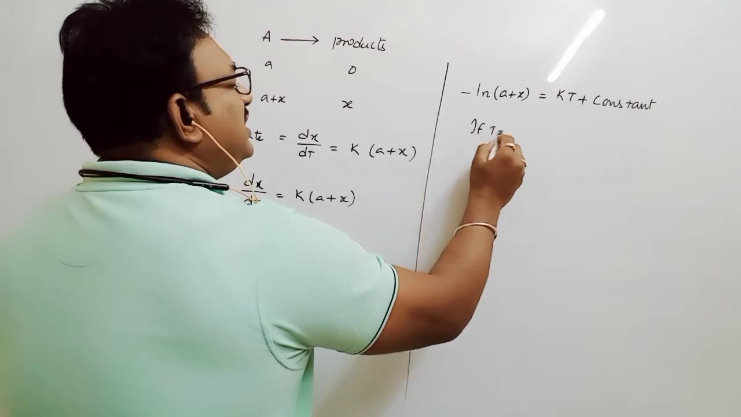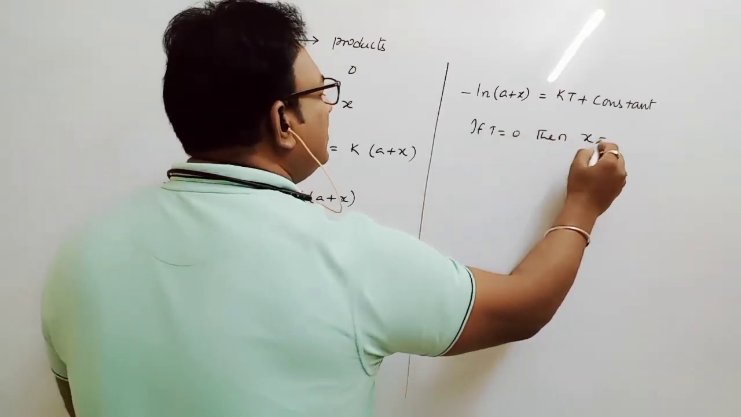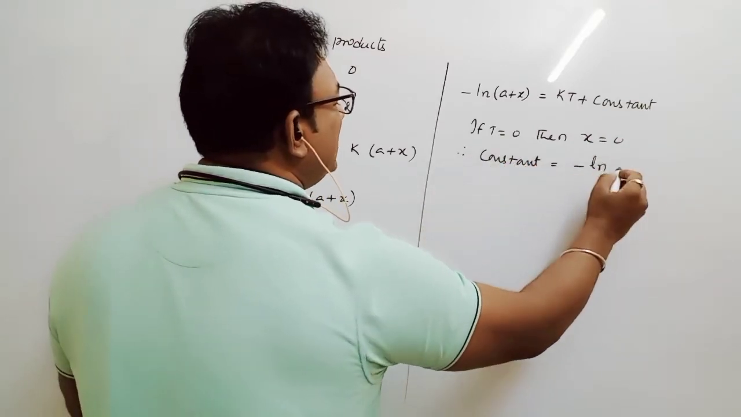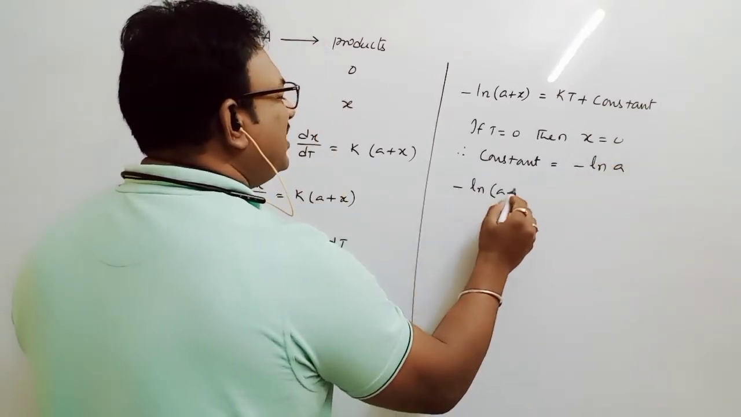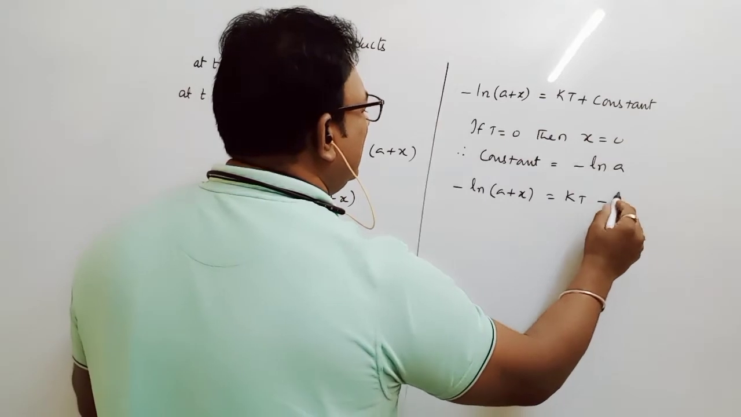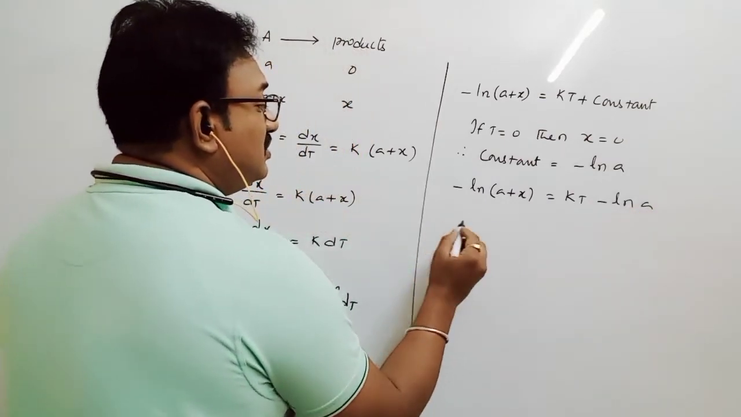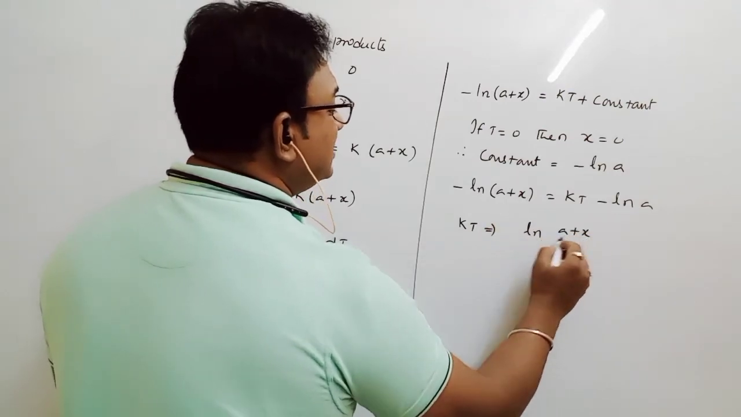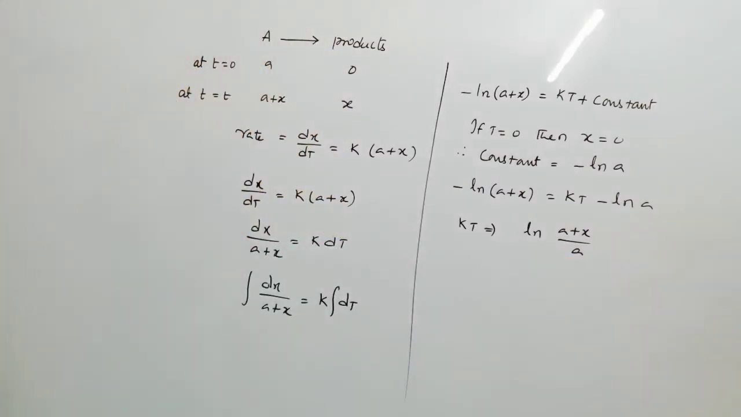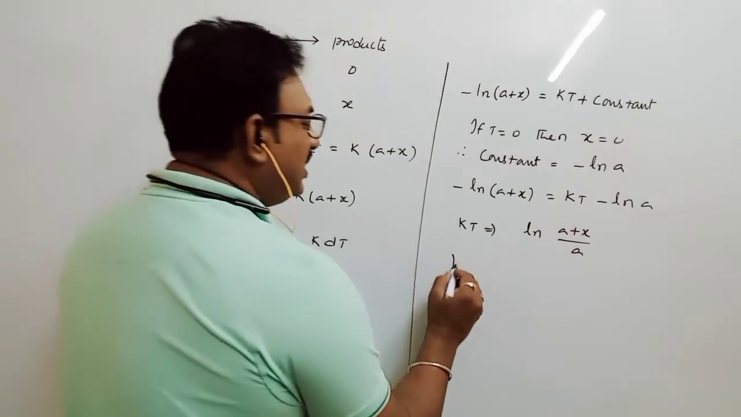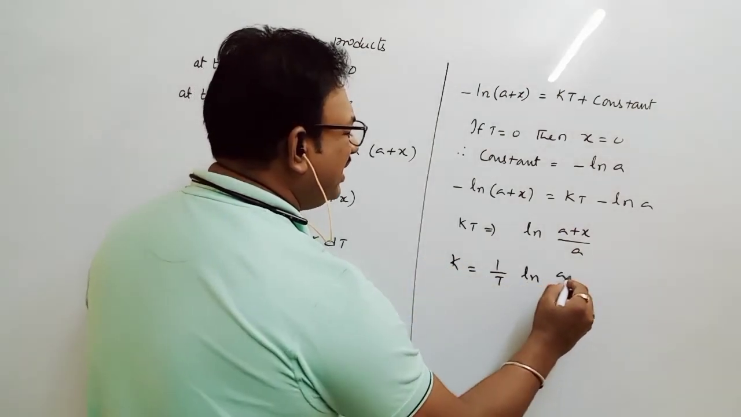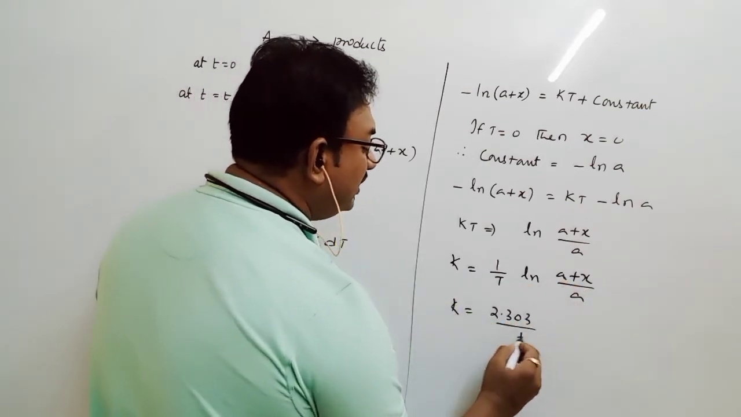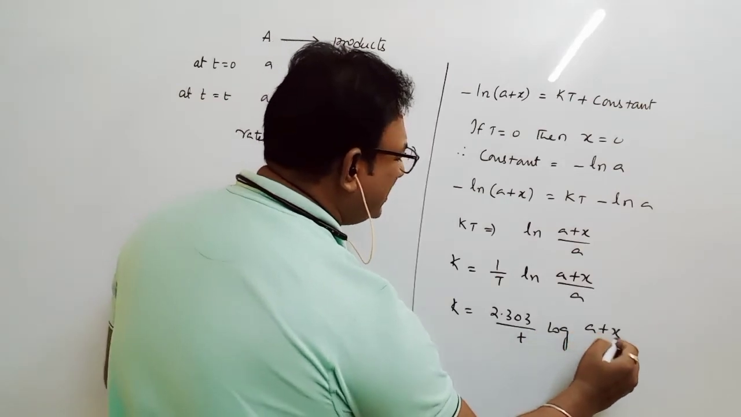Now, if t is equal to 0, then x is equal to 0. Therefore, the constant will be equal to ln a. So, minus ln a plus x plus kt log to the base e of a. Now, kt is equal to ln a by a plus x, and k is equal to 1 by t ln a by a plus x. Now k equal to 2.303 by t log a by a plus x.